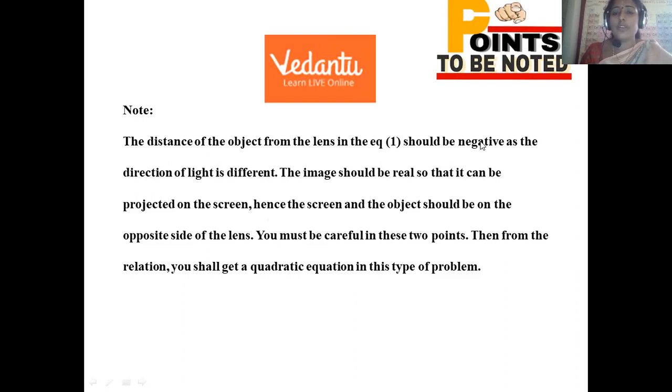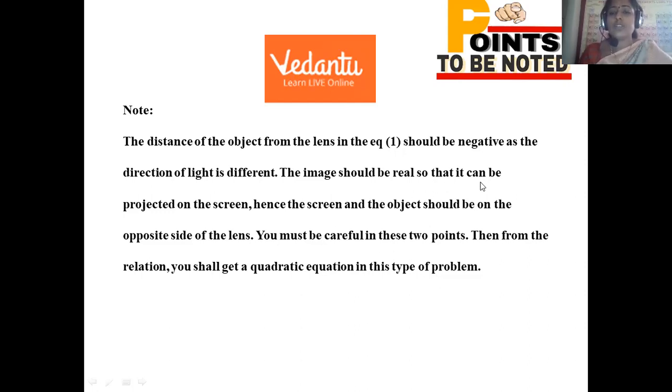So this is the point to be noted, so that then only you will get the final answer with the two solutions, as the direction of the light is different. So object kept in one direction, image is going to be formed in any other direction. That's why sign convention should be there in order to distinguish the direction.